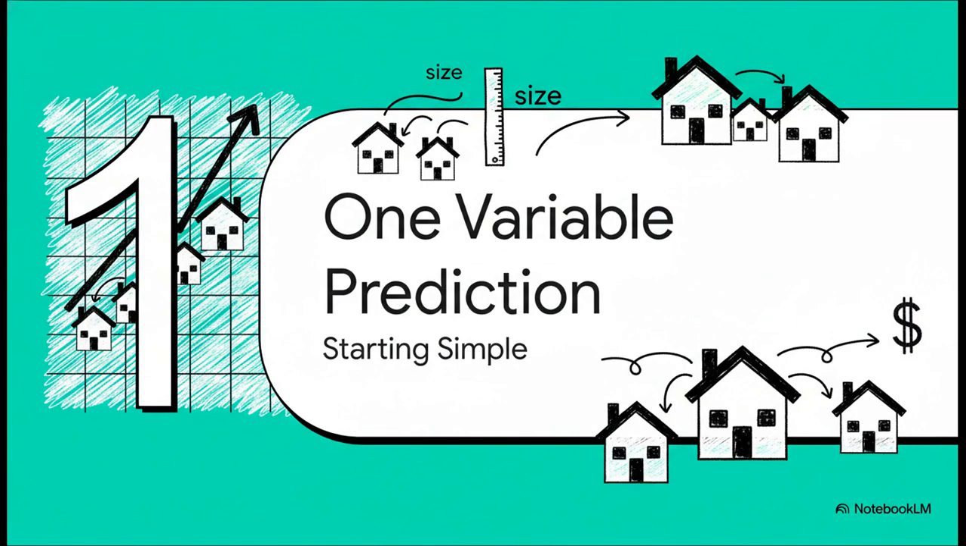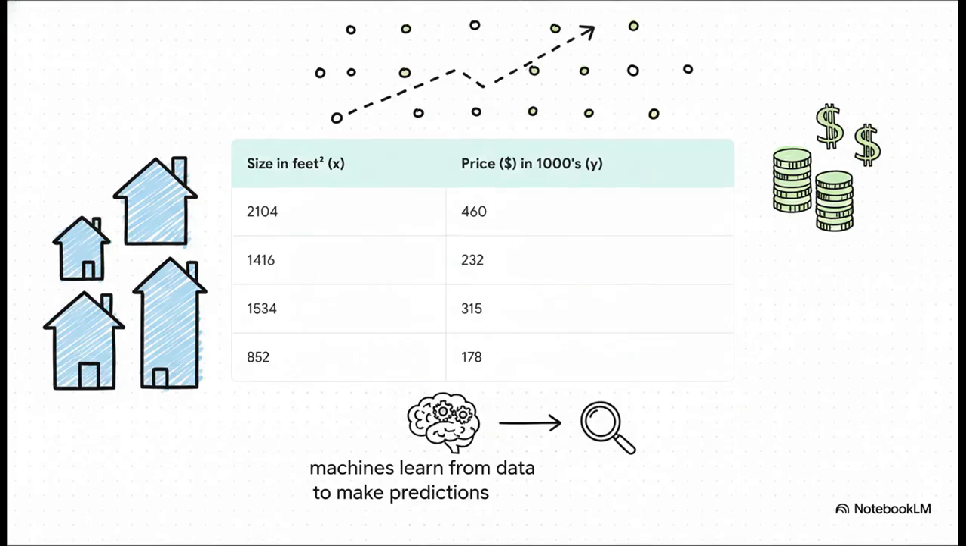Okay, so to get started, we're going to keep things incredibly simple. Let's just imagine we want to predict the price of a house, but we've only got one single piece of information to go on, its size. So check this out. Here's our data. On the left, you've got the size of the house, and on the right, what it sold for. The machine's job, its whole goal right now, is to look at these points and figure out the best possible straight line that captures this relationship between size and price.